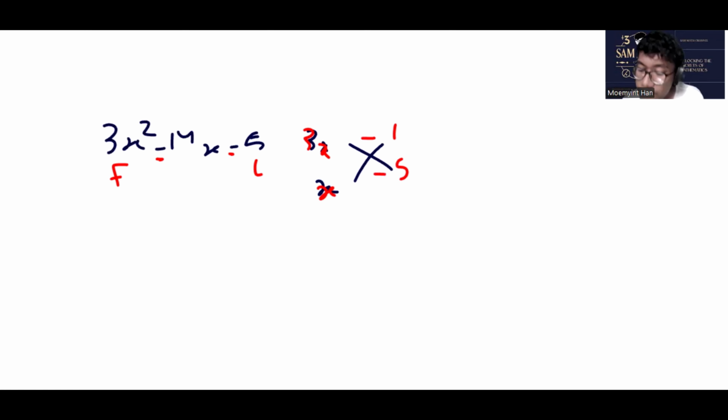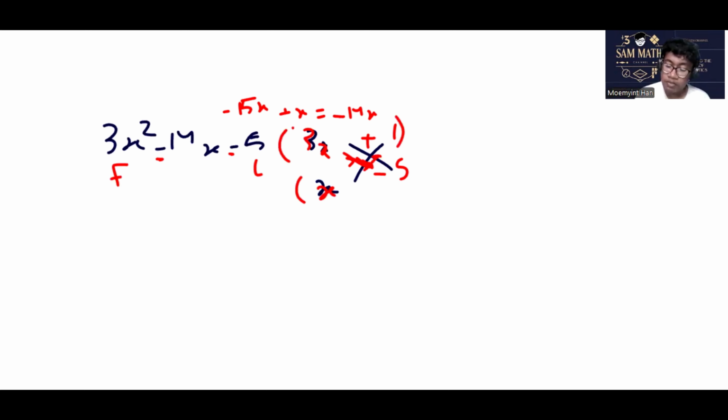Why? If we multiply 3 and 5, it's going to become minus 15x, and the other will become positive x. So the answer will be negative 14x. This is the only way here. Okay? So you're supposed to use the cross to multiply and combine, and you're supposed to use the diagonal when it comes to taking the terms. Okay, so the answer would be 3x plus 1, x minus 5.